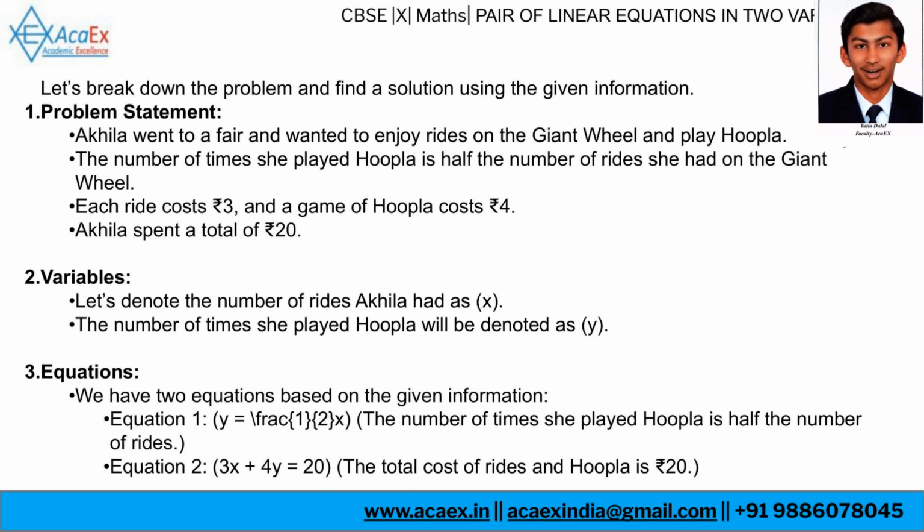Let's break down Akila's problem. First, we assign variables. Let x be the number of rides on the giant wheel. Let y be the number of times she played hoopla. Next, we form two equations based on the information. Equation 1, y equals 1/2 of x. This represents that the number of hoopla games is half the number of rides. Equation 2, 3x plus 4y equals 20. This represents the total cost of the rides and games.